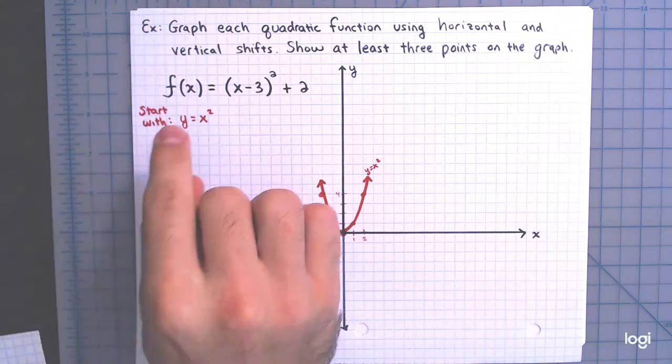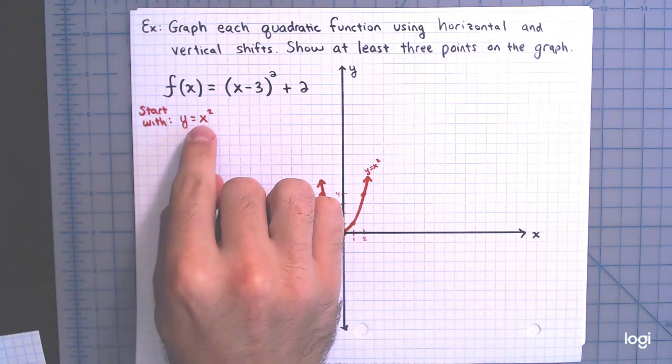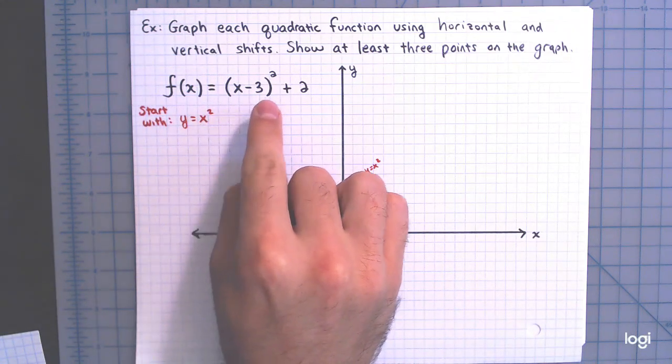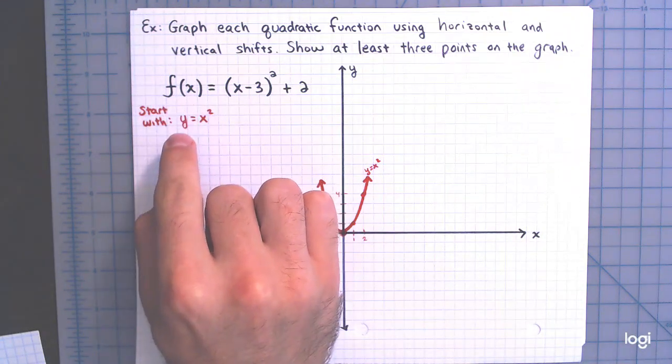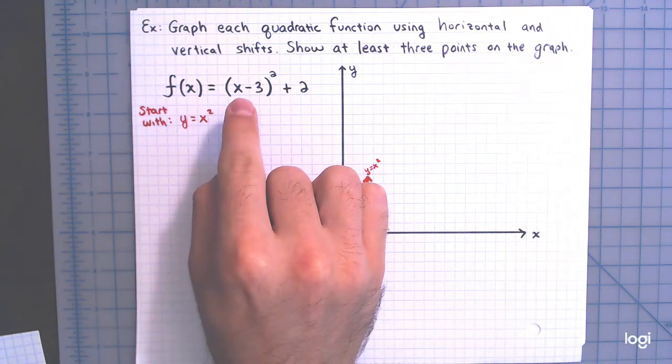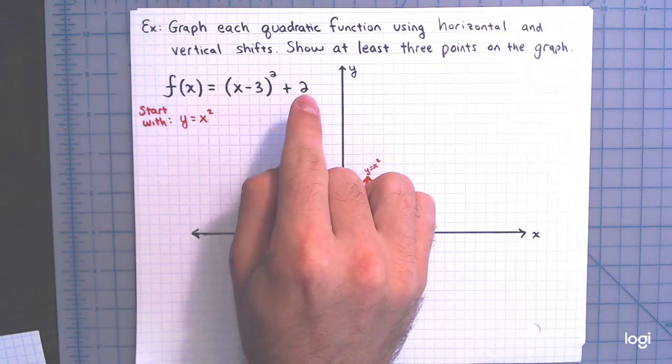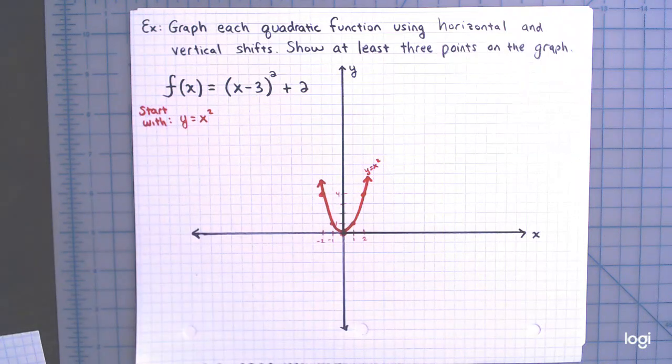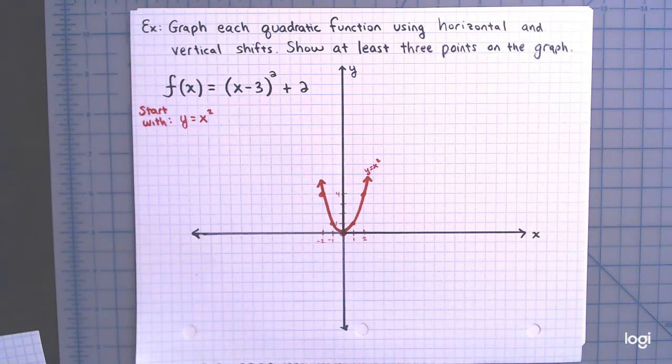I'm going to try to change this rule, the x squared rule, into this rule. I want to have at the end y equals x minus 3 squared and then plus 2. All right. So you can do it one at a time. Now, when you're doing your shifts, it really doesn't matter what order you're going to do shifts in, right? You just have to make sure that you're keeping track of how the rule changes.